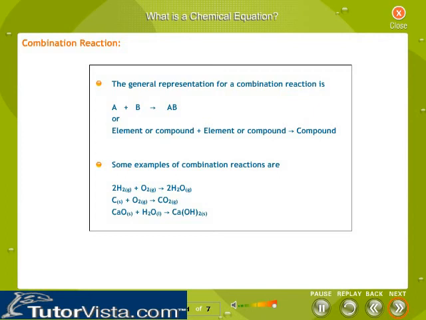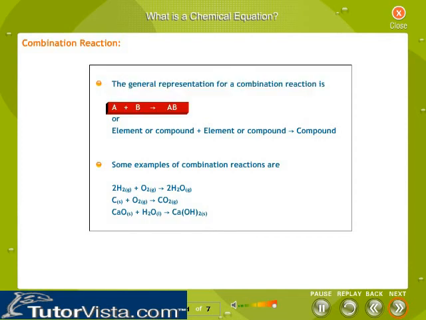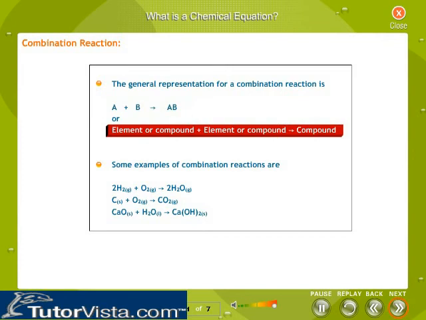Combination reaction. The general representation for a combination reaction is A plus B produces AB. A combination reaction involves two or more substances combining to form a more complex product. The reactants may be elements or compounds, and the product will always be a compound.